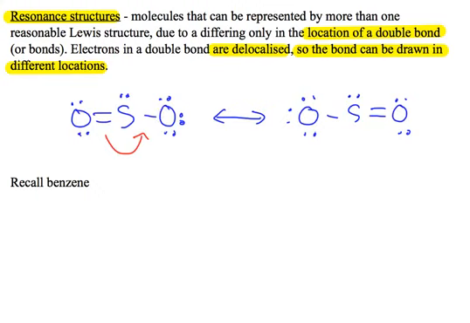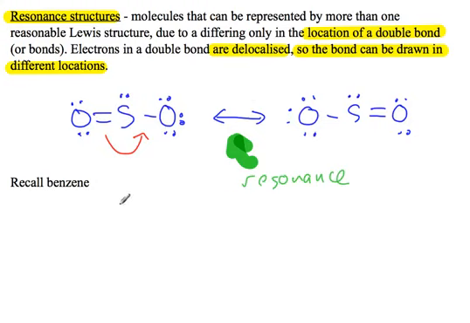This arrow indicates resonance. So it's either this one on the left or it's this one. It can be one or the other, and it is basically both in equal quantities. So that is what resonance is.